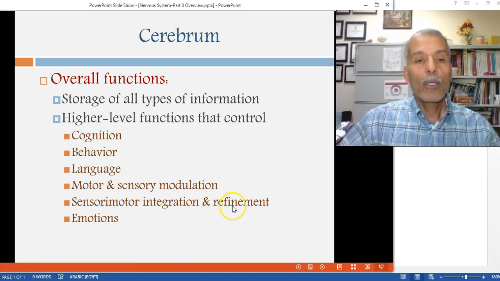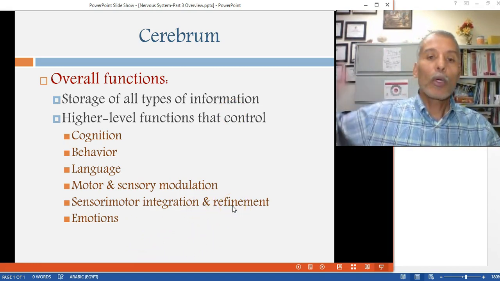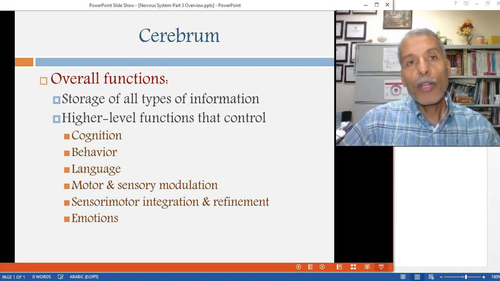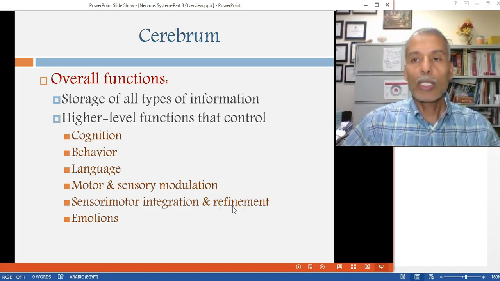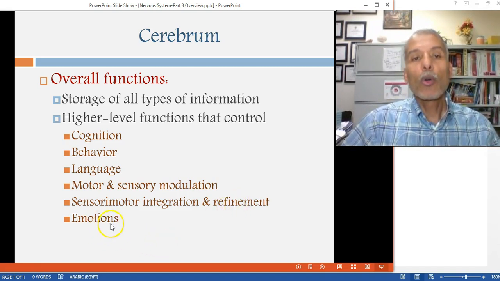Also, refinement of sensory input as it comes in, either increasing it or decreasing it to enhance the processing of sensory stimuli, and also emotions.